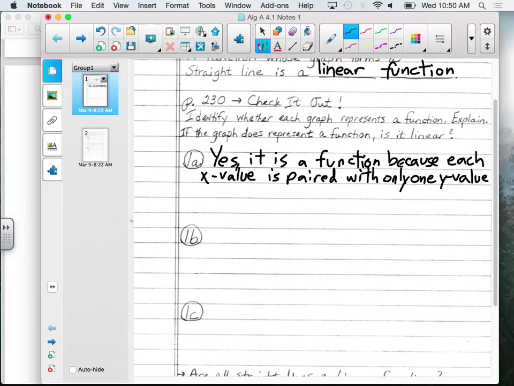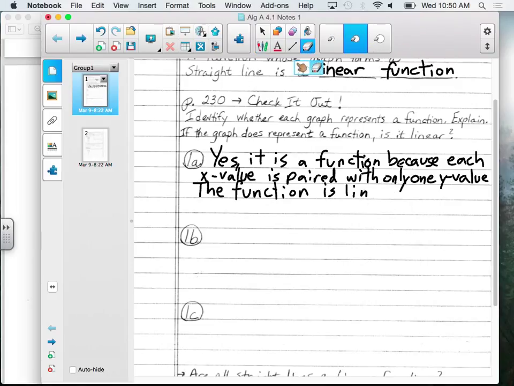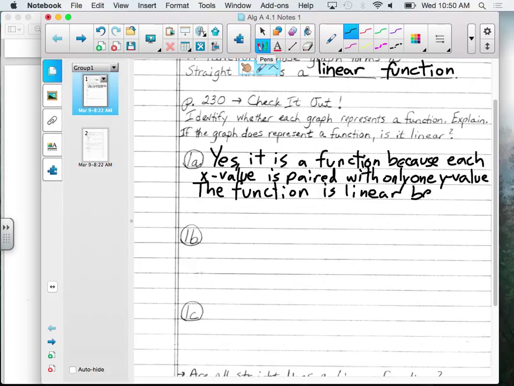So, the function is linear, because it's a straight line.